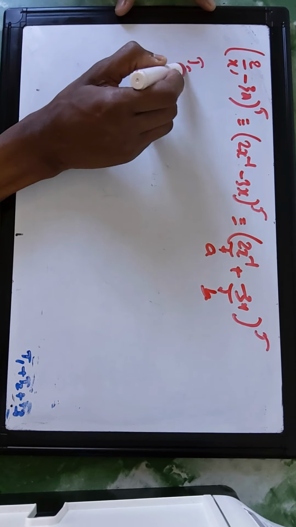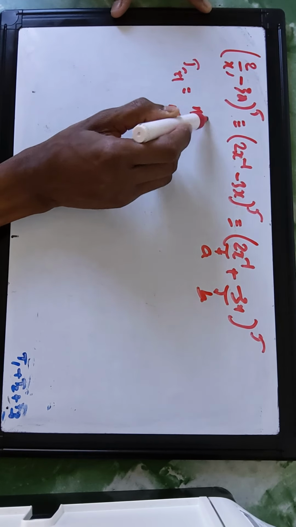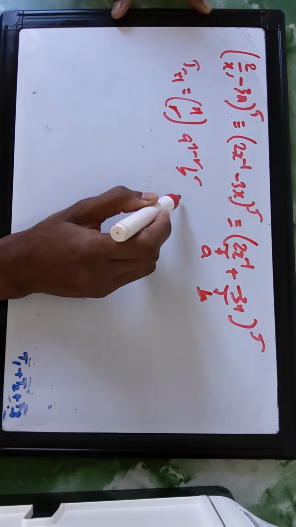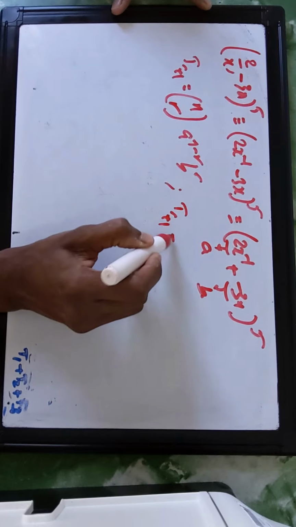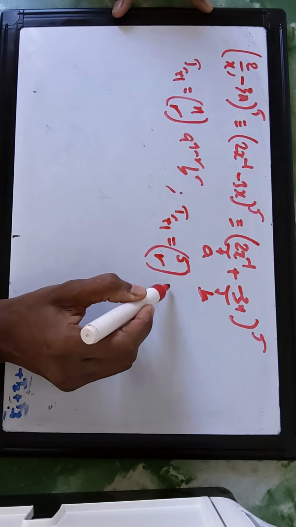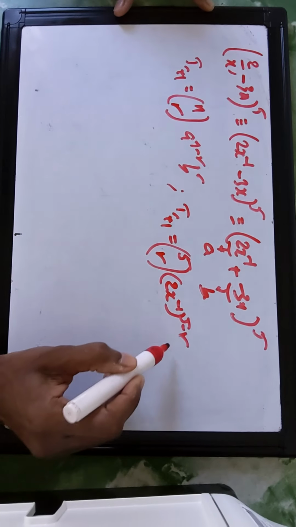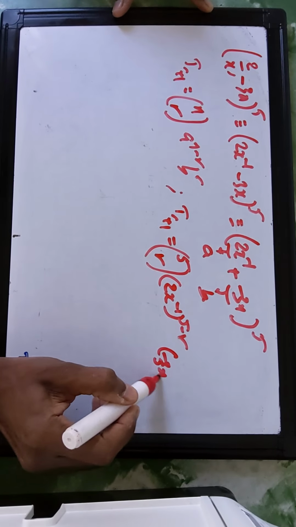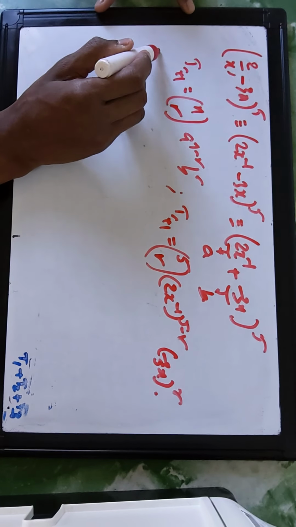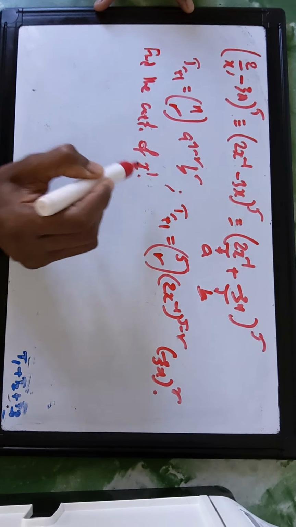So the general term, T(r+1), is nCr a^(n-r) b^r. In this case, T(r+1) is given by 5Cr, because you have 5 as power. The a is (2x^(-1)) raised to the power of 5 minus r, and the b is (-3x) raised to the power of r. Suppose you are required to find the coefficient of x to the power 1.